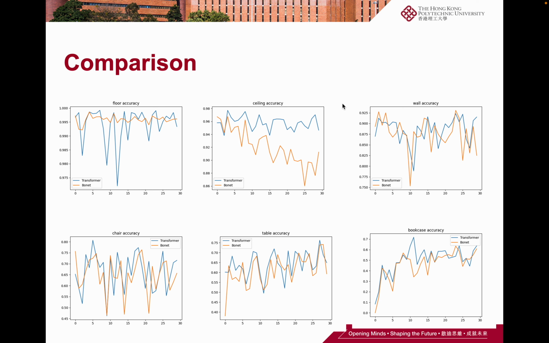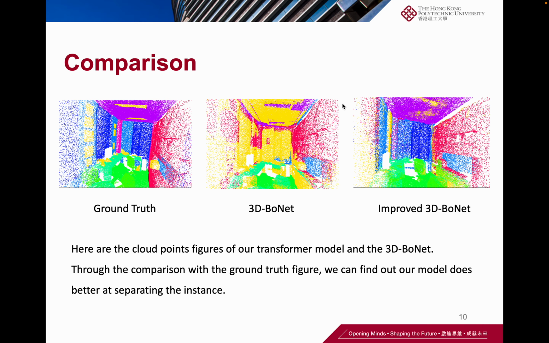Lastly, the figure here shows the specific object accuracy prediction on each epoch. Then, we compare the result of 3D BoNet and our model predictions on the office room with different objects. Different colors indicate different semantic labels.